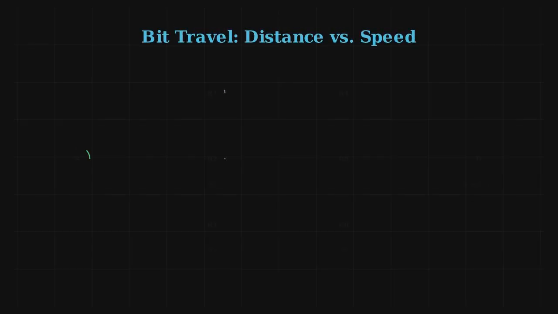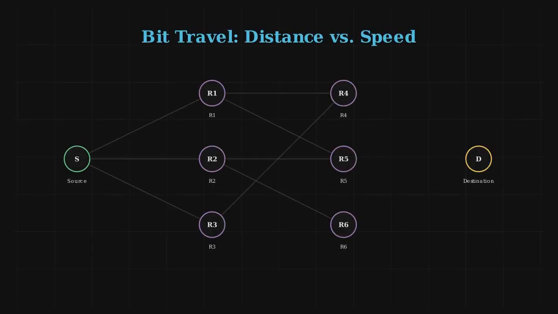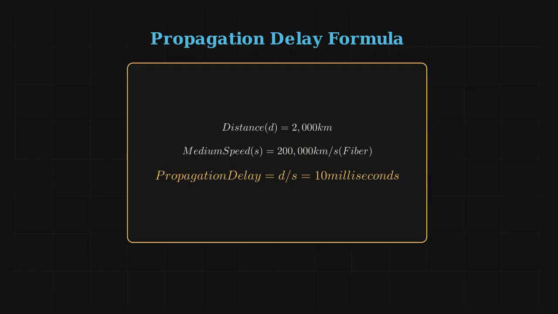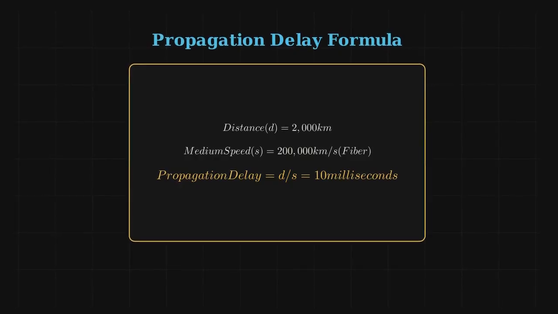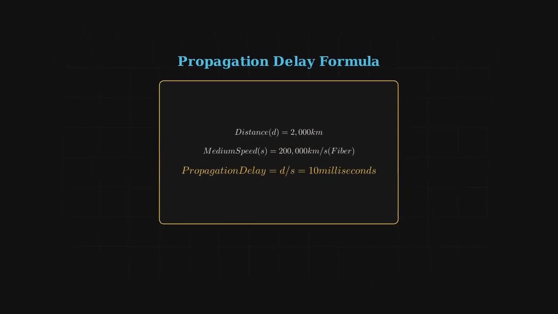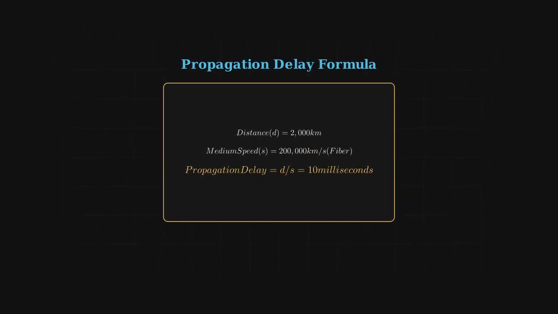Once pushed onto the medium, the bits must travel to the next node. Propagation delay is the time it takes a single bit to travel from the start of the link to the end, depending on distance and propagation speed. Mathematically, propagation delay equals distance d divided by propagation speed s. The speed s depends on the physical medium, usually approaching the speed of light in fiber or copper.